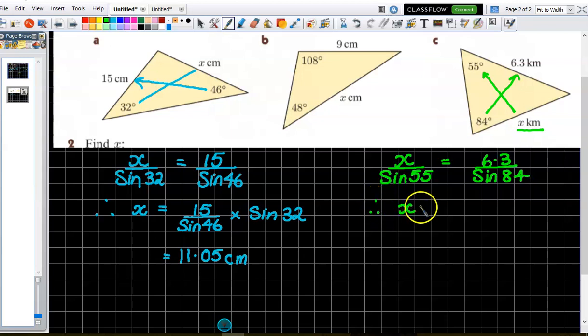Therefore, and this is just simple stuff now. We've done it a few times. To get rid of the divide by sine, we're going to times.